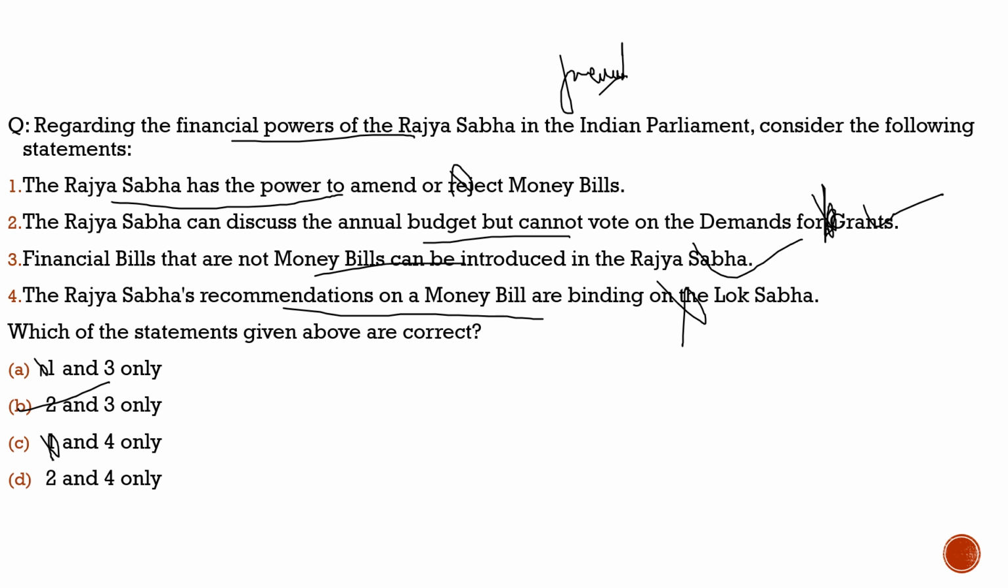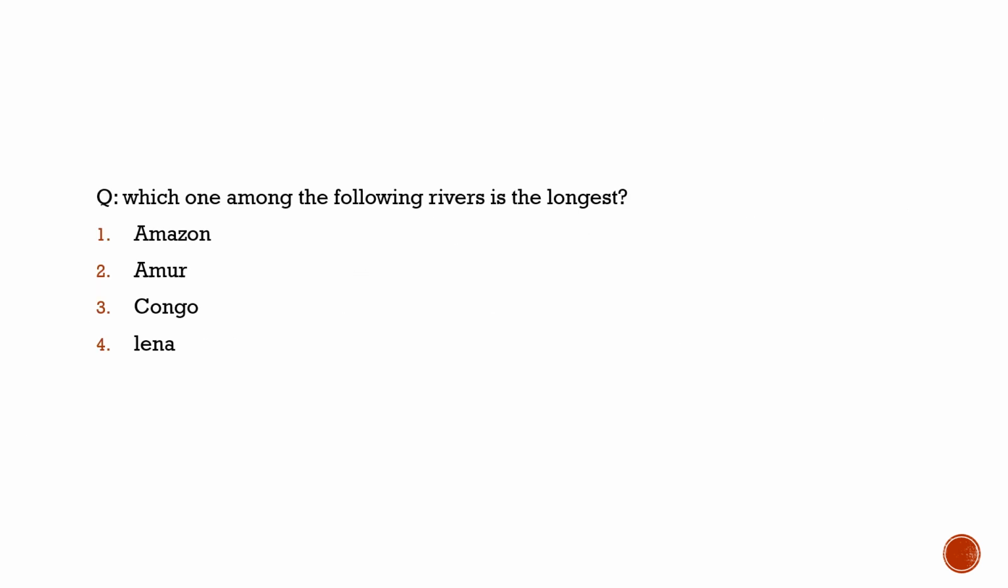With this, let's move to the last part of our discussion, where we will solve a previous year question. Currently we are discussing world geography. These questions were asked, and here see what question was asked. The question says, which one among the following rivers is the longest? It is definitely Amazon, which is the longest.